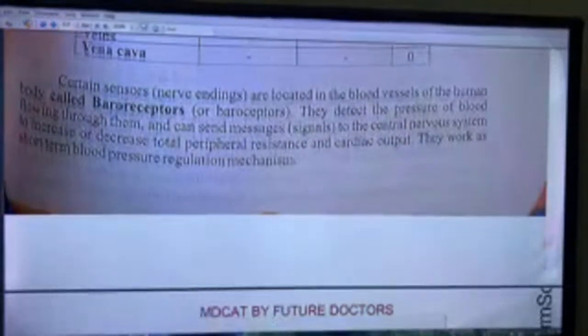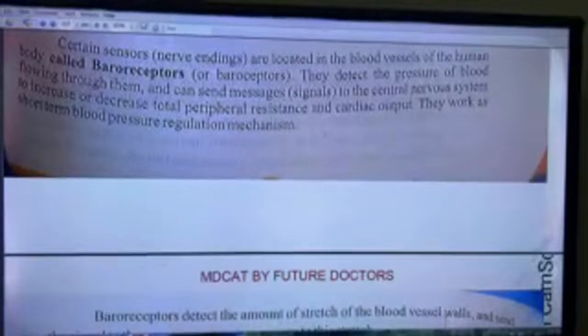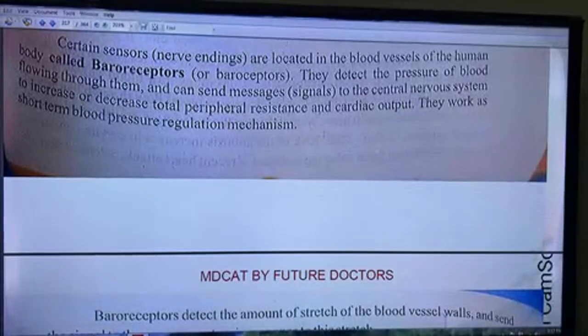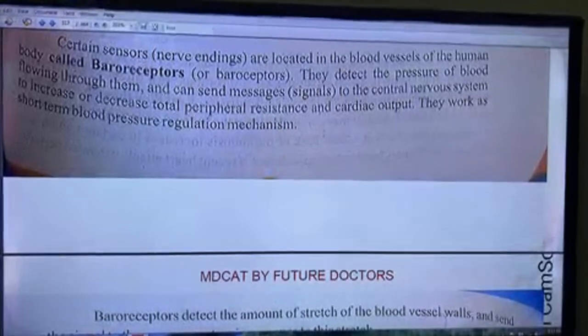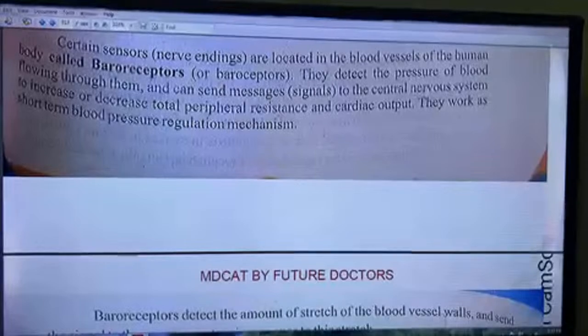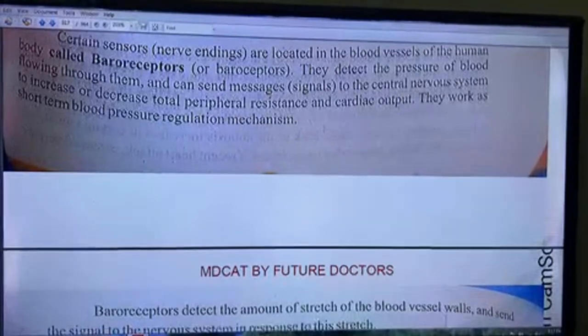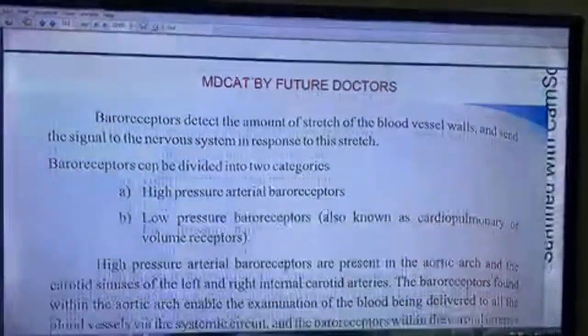Certain sensors, nerve endings, are located in blood vessels of the human body called baroreceptors. They detect the pressure of blood flowing through them and can send signals to the central nervous system to increase or decrease total peripheral resistance and cardiac output. They work as short-term blood pressure regulation mechanisms.